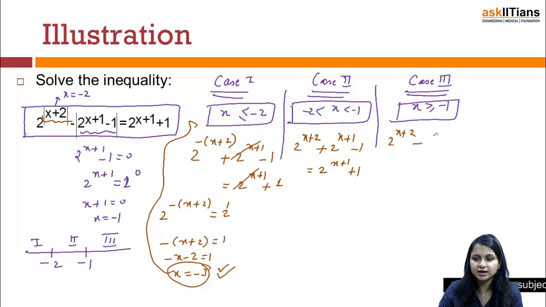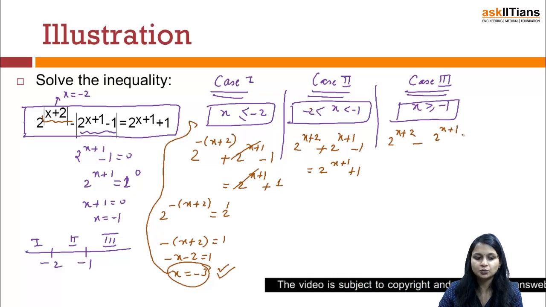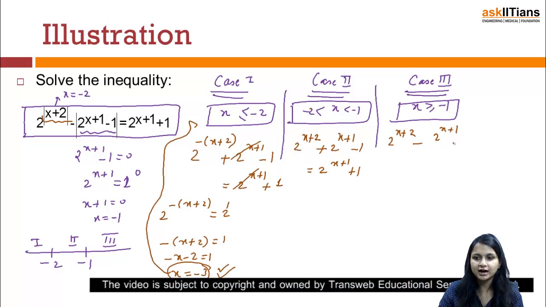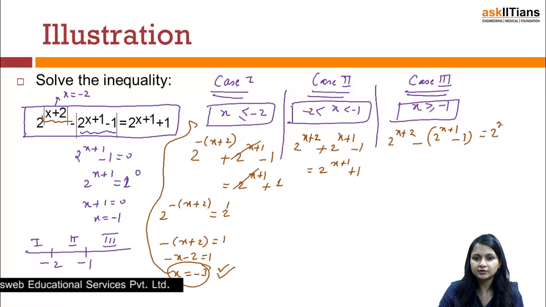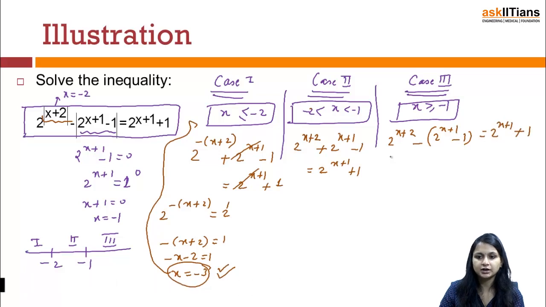So this becomes minus 2 raised to the power x plus 1, right? And here I have minus 1, and here I have 2 raised to the power x plus 1 plus 1. Okay. So here this gets cancelled. So again I have the same solution, right? 2 raised to power x plus 1, 1 plus 1, 2, 2 raised to power 1. So x plus 2 is equal to 1. So that becomes x equal to minus 1.